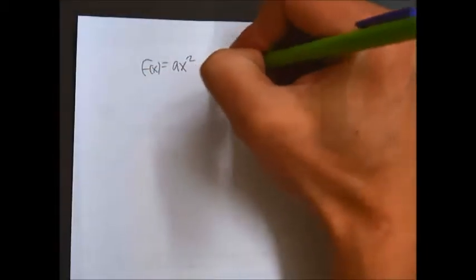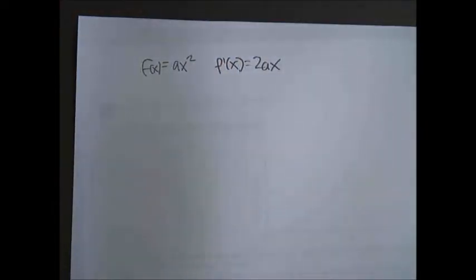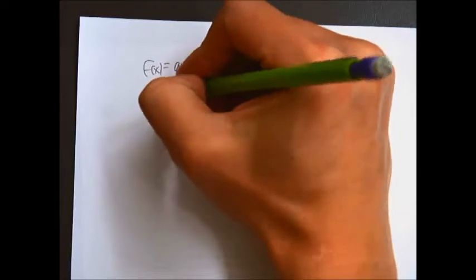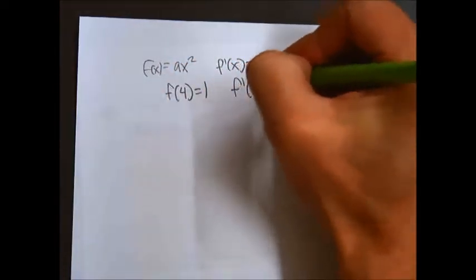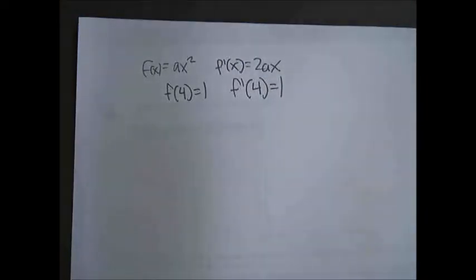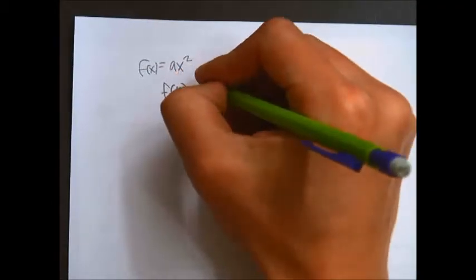So first things first, I'm going to take my equation, f of x equals ax squared, and I'm going to take the derivative of it, because I know I have to use slope somewhere in this problem. So f prime of x is equal to 2ax. Now I'm going to take the given information that was in bullet point number 2, which is that x equals 4, f of 4 is 1, and the derivative at 4 is 1. So I'm going to plug this information now into these equations.